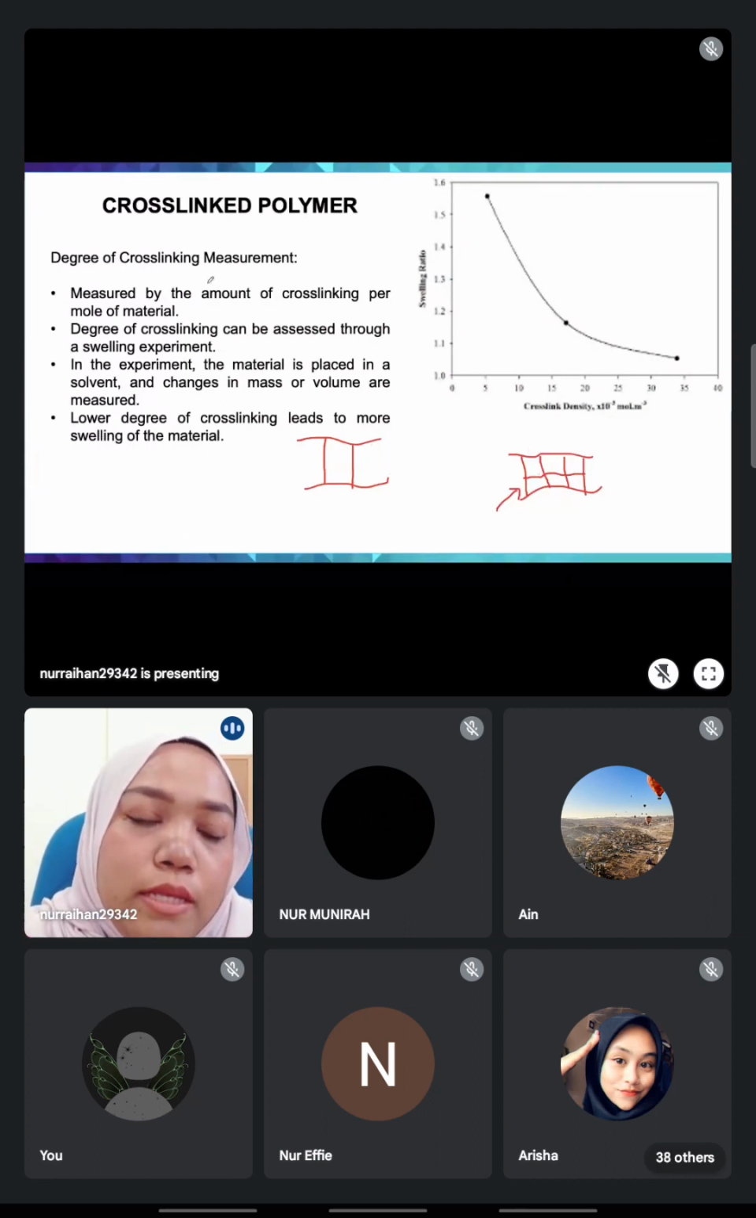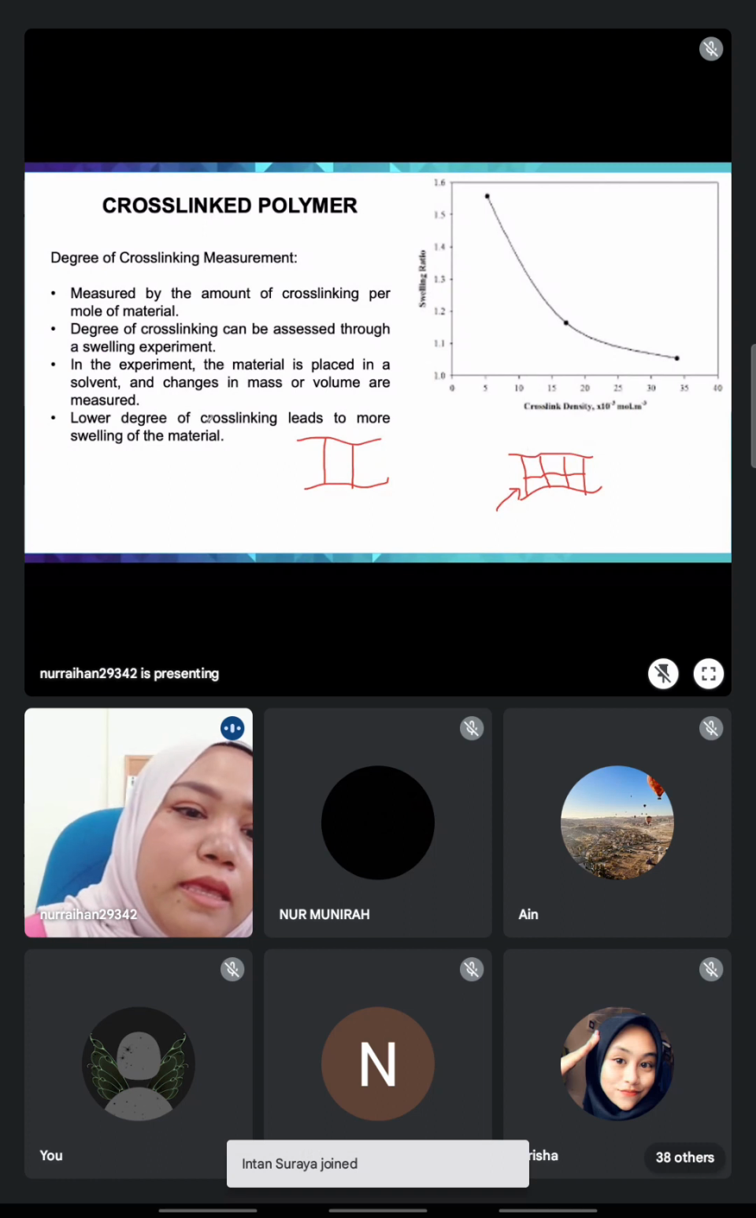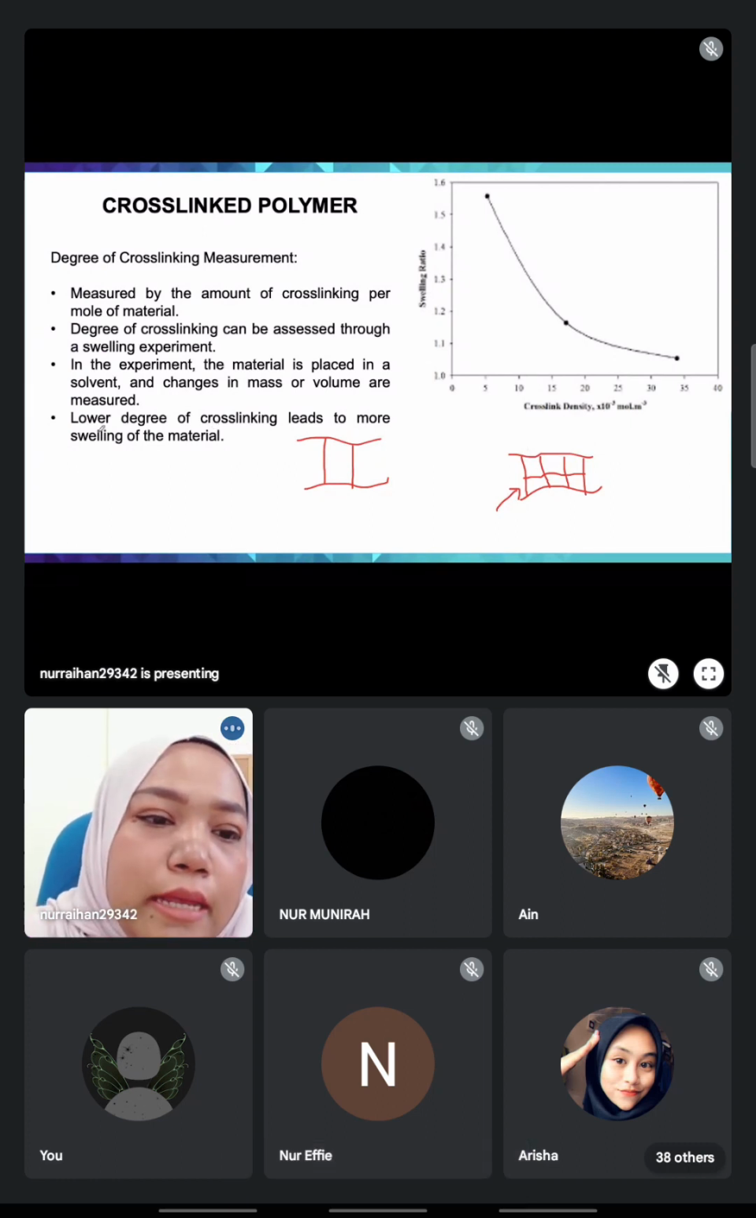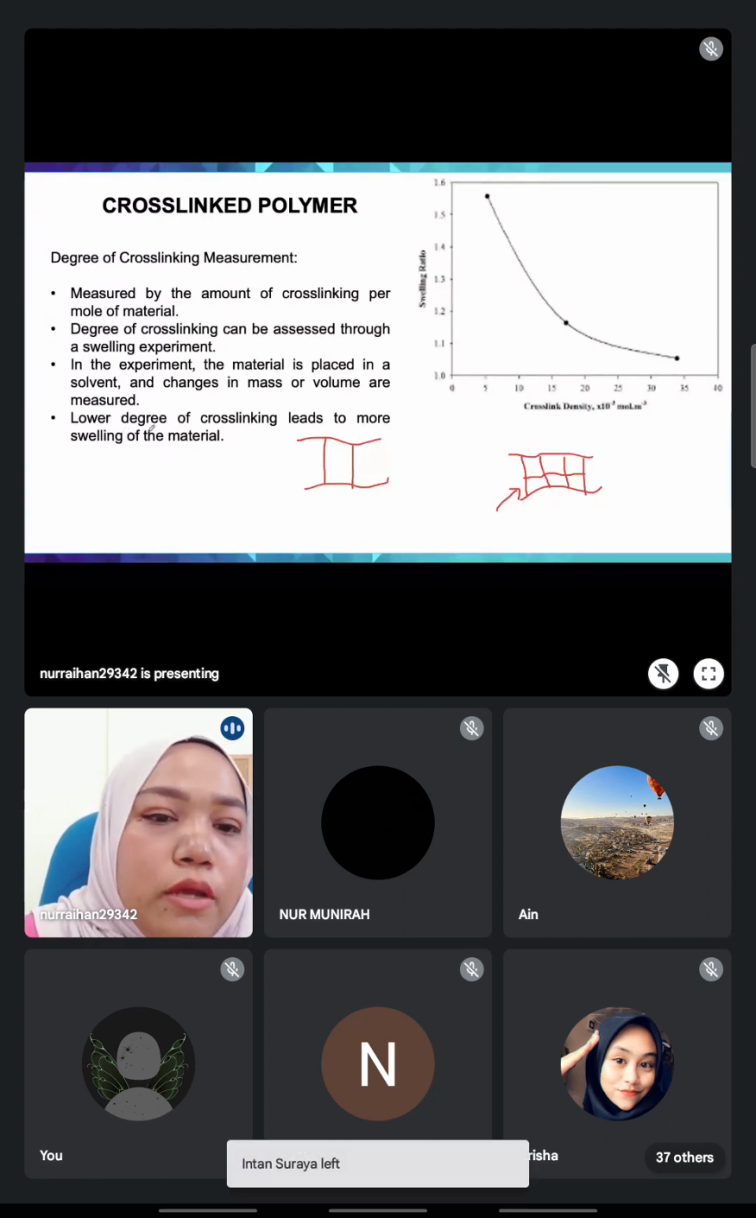So when we relate the cross-link and absorbance, you can see that a highly absorbent polymer, when they can absorb more water, they will have a low degree of cross-linking.